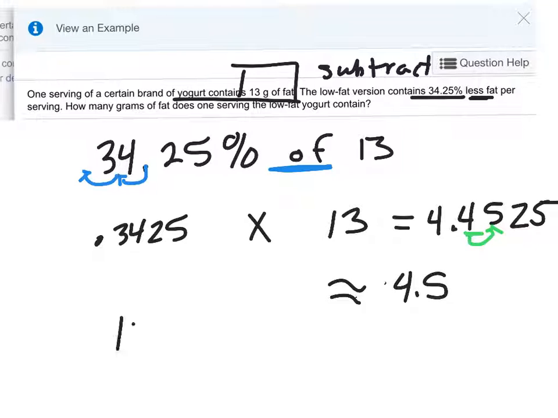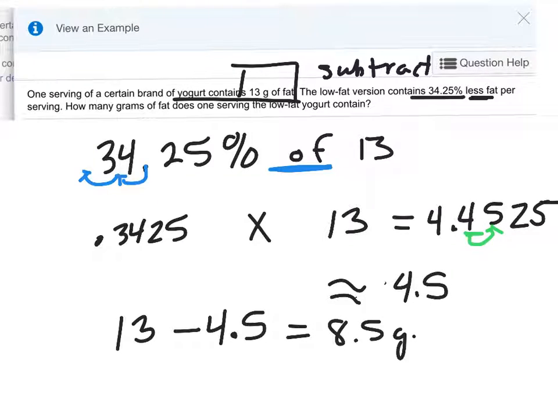So we've got our 13 grams. We're going to take away that 4.5. And that means that we'll have 8.5 grams of fat in the low-fat version.